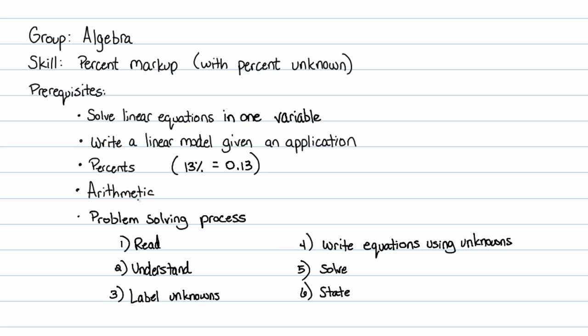Arithmetic, obviously all of arithmetic is required for any of the algebra group problems. And then you should be familiar with the problem solving process because this is an application. All applications kind of can be solved using modifications of this problem solving process, which means essentially that we're going to read the problem, understand what's going on. We might have to draw a picture in that second step. In this problem you don't have to draw a picture, but other problems you might have to. The third step is always labeling your unknowns. Fourth step is writing equations using those unknowns. You might write 1 or 2 equations, or even 3 or 4, who knows. Then solve those equations and finally state your conclusion.